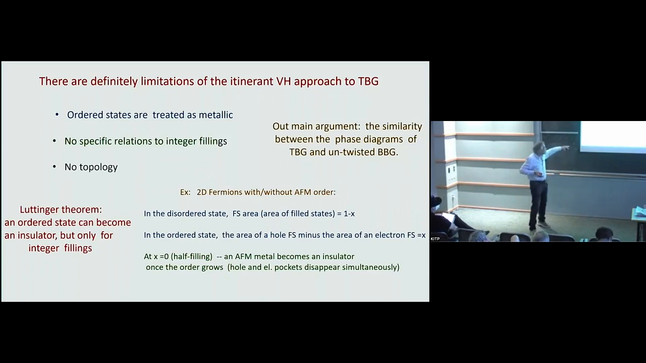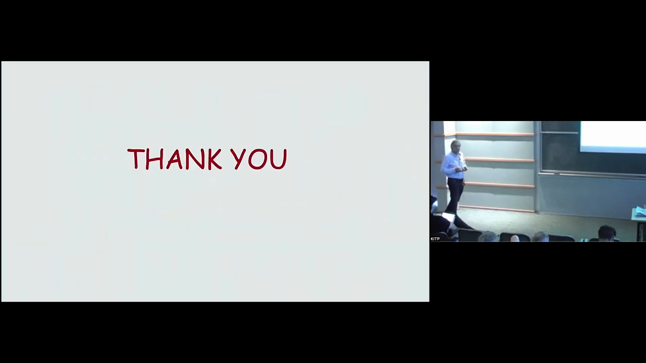So I guess this argument basically tells you that if you start with a metal and introduce an order for a metal, then the Luttinger theorem tells you that yes, at integer fillings, you can have an insulator, and if the filling is not integer, then some form of metallicity most likely survives. That's it. Thanks.